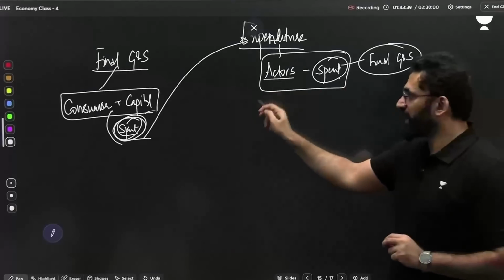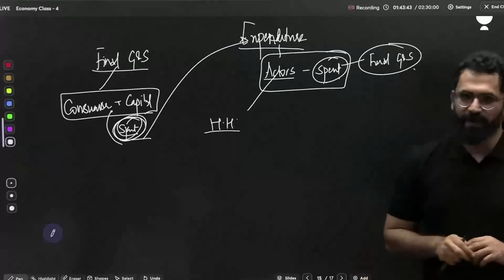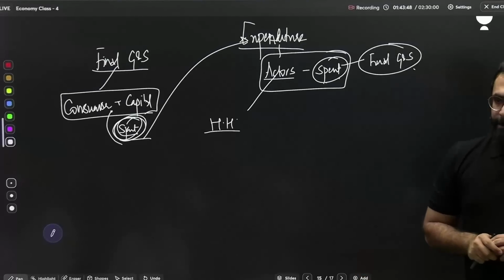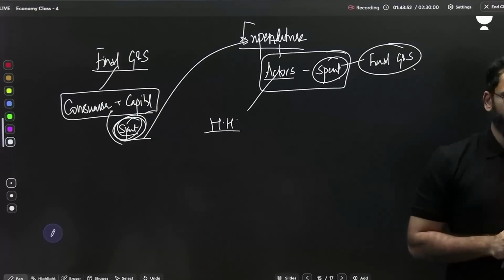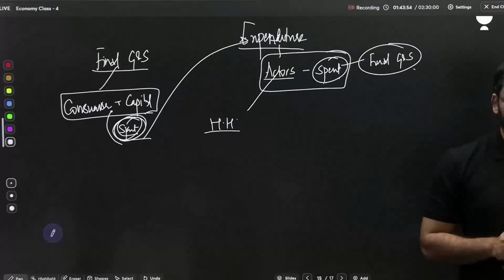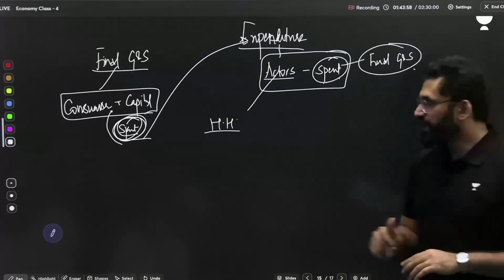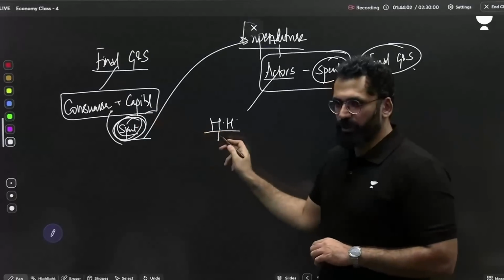Now the first economic actor is household. What type of expenditure does the household make? What does the household buy? The household will always buy consumer goods. Household does not have much to do with capital goods. There is one capital good which they will buy, but majorly they will buy consumer goods. Whatever consumer goods have been created, households will buy them.